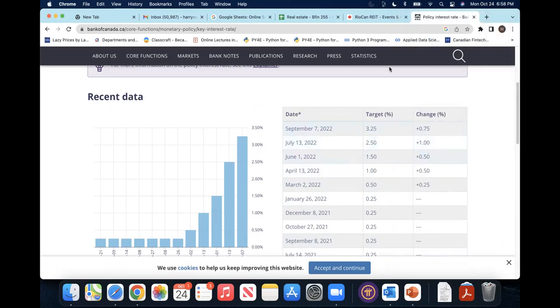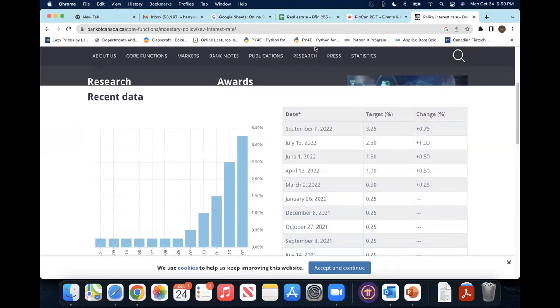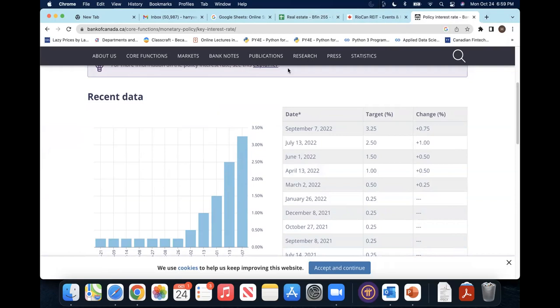As interest rates go up, real estate prices go down, because people might not be able to afford the similar kinds of mortgages that they were able to afford when the interest rate was 0.25. We'll see what the impact of that is, but that is what has happened. Questions?